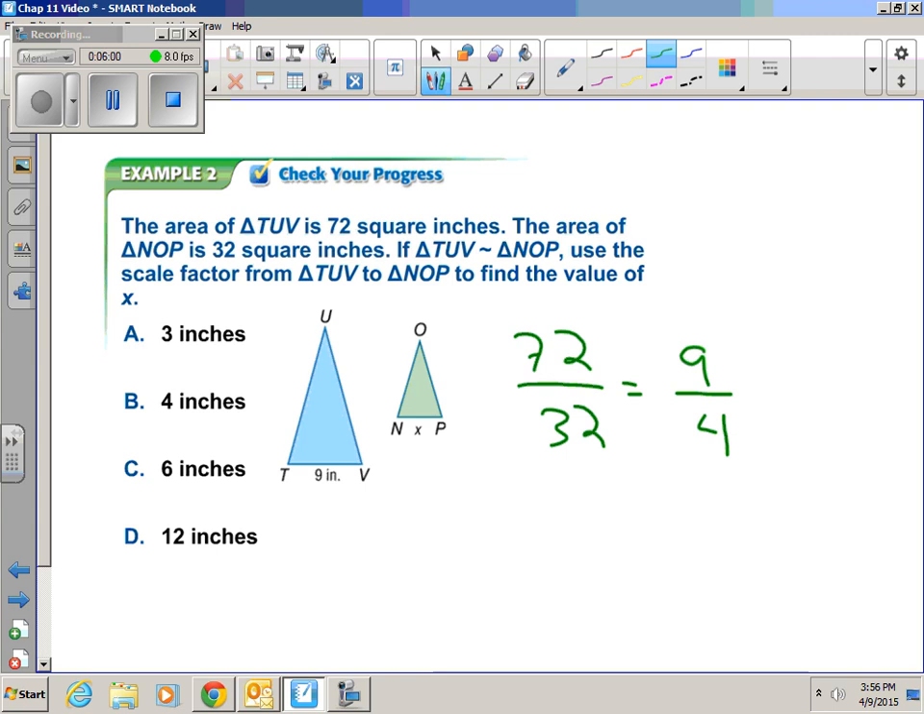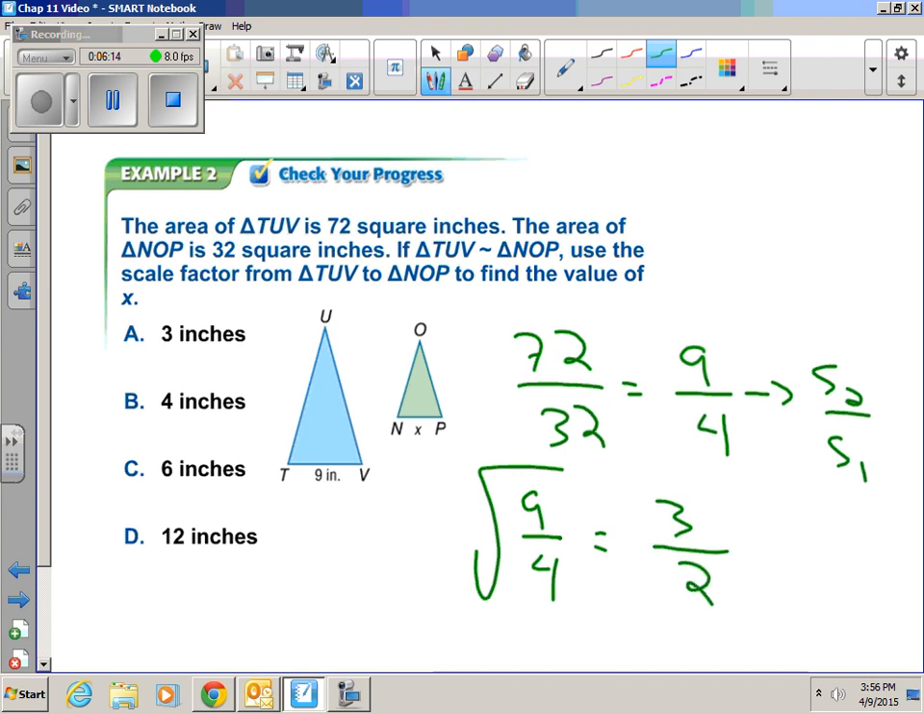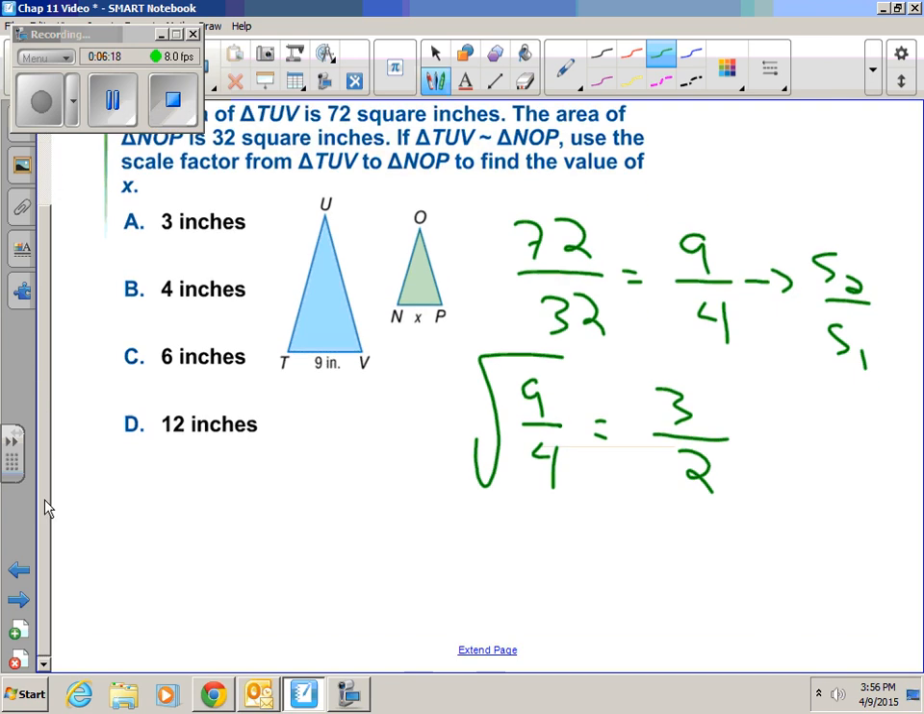The square root of that is going to equal the ratio of their sides, right? So we can say, what is the square root of 9/4? Well, the square root of 9/4 is 3 over 2. So the ratio of their sides is 3 to 2. So therefore now we can say that 3 is to 2 as 9 is to x. Let's cross multiply. X is going to equal 6.